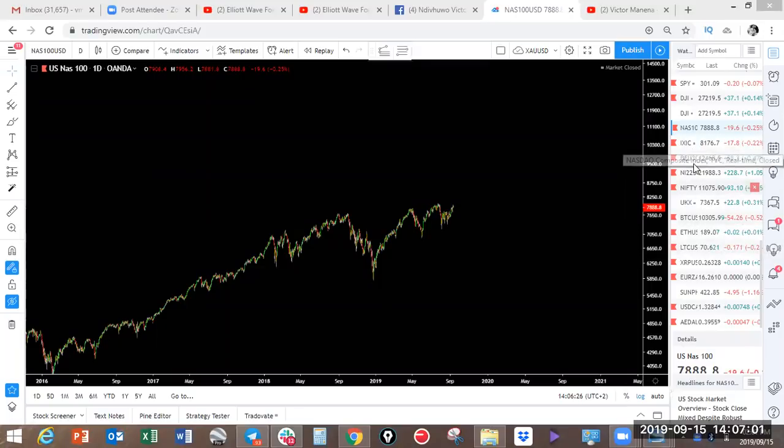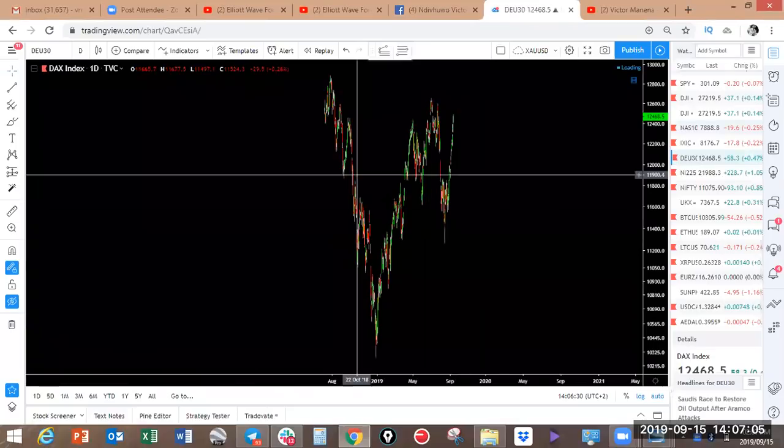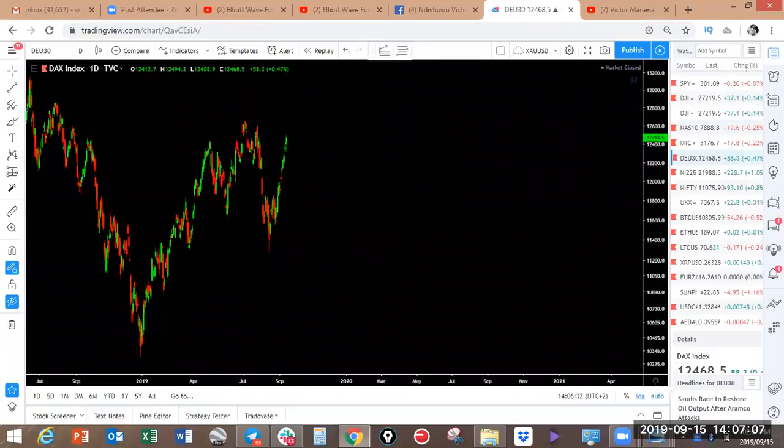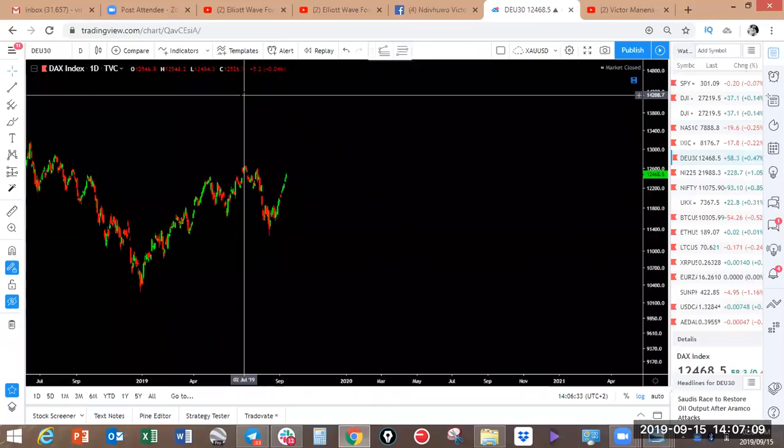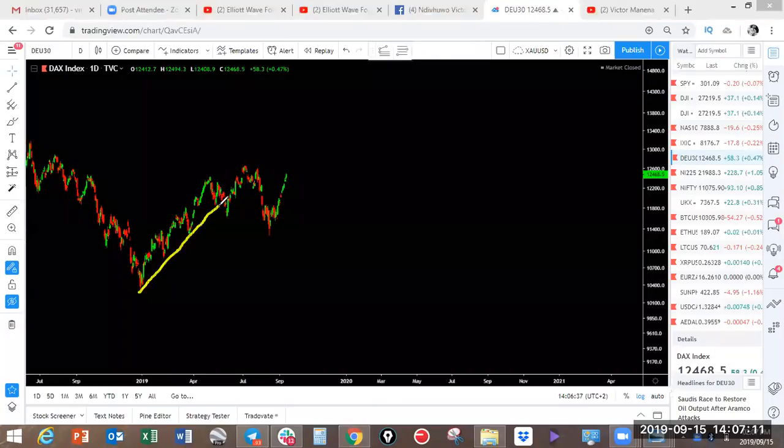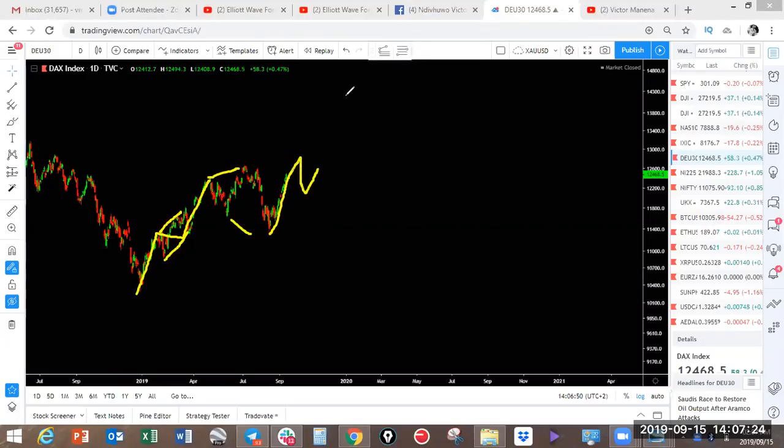Right, so let's run through the rest. The DAX. So the DAX has made a 5-wave move, sorry, 3-wave move to the upside. You've got a running flat there. So this is your 3-wave move. You've got an expanding flat there. Now you're looking for this one to push higher. So you could get a corrective structure, could get a corrective structure similar to what you have here and push higher.